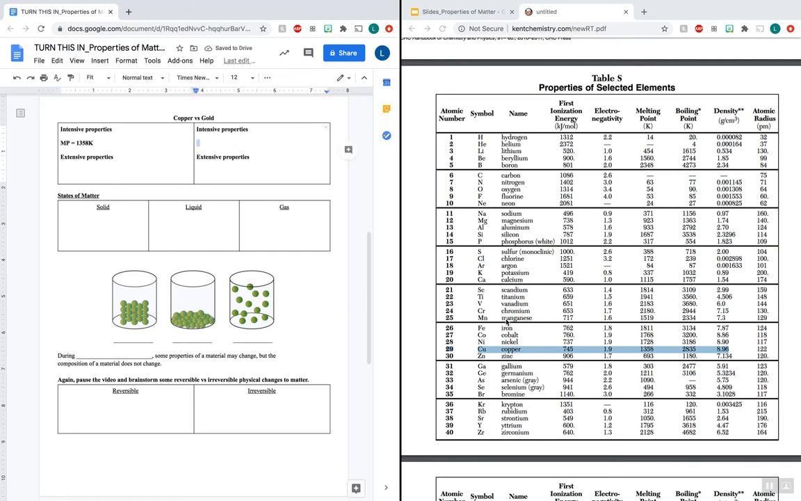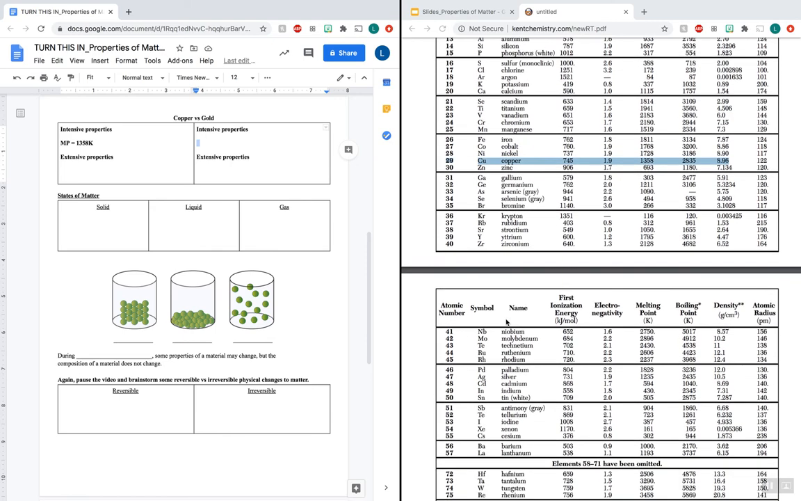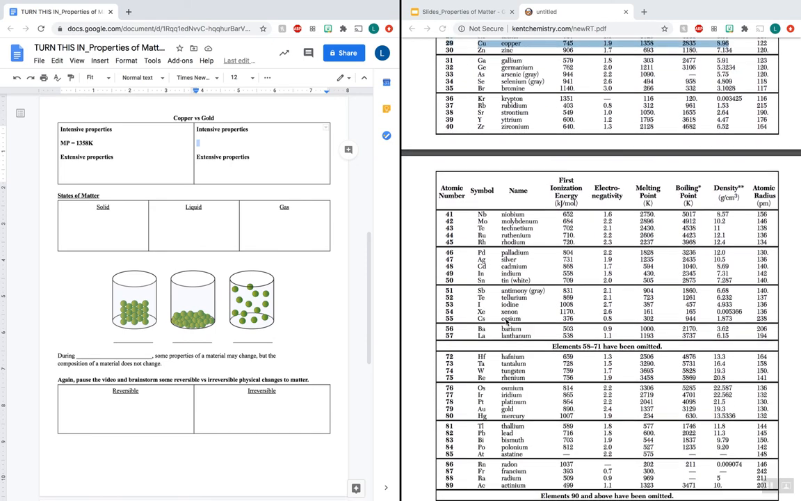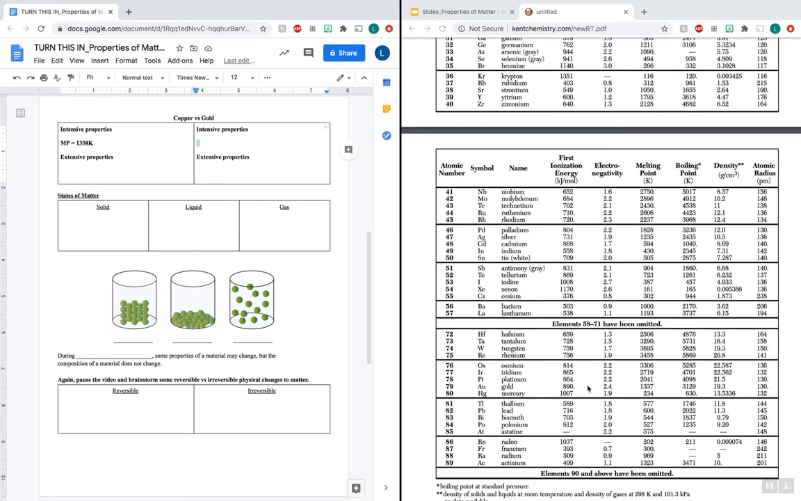For gold, gold is element 79 down here. Gold has a very, very similar melting point. It also has a melting point of 1,337. That is pretty close to the melting point of copper.